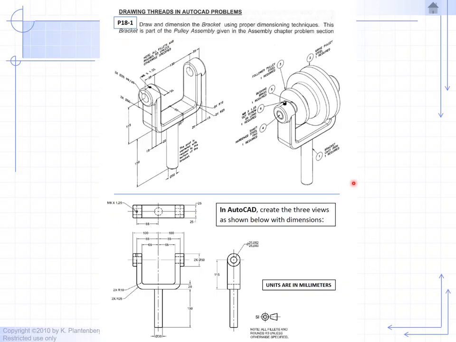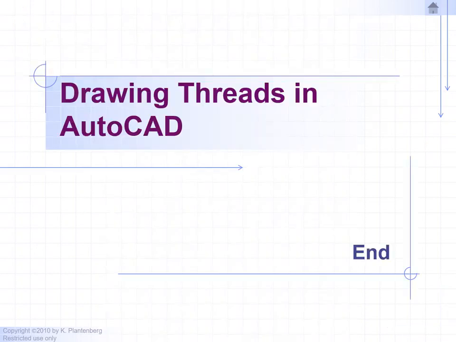All right, so you're going to watch the next video if you need help. Step by step, it'll show you how to create the 3 views, the dimensioning, the thread callout, and also we'll have tolerances, and title block and border will be optional. End of chapter 16, Threads in AutoCAD.